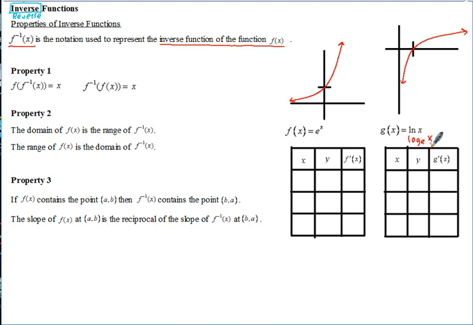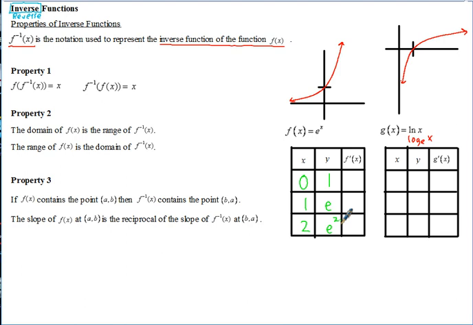So let's take a look at our first property by substituting in some specific numbers. Something easy to substitute in for x would be 0, right? If we substitute e to the 0, anything other than 0 to the 0 power is just 1. So the y value would be 1. If we substitute in 1, we'd get e, so e to the first is e. If we substitute in 2, we'd get e squared.